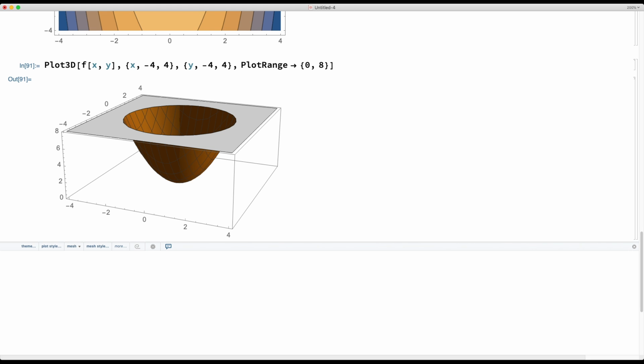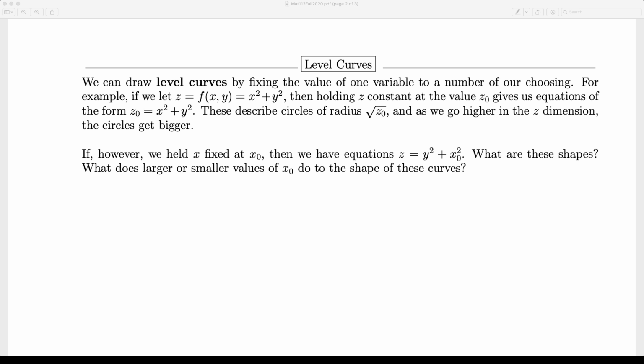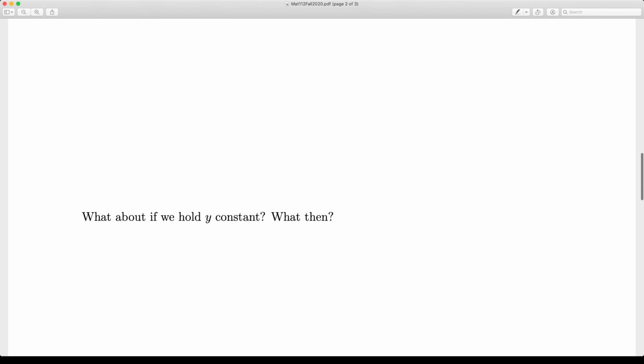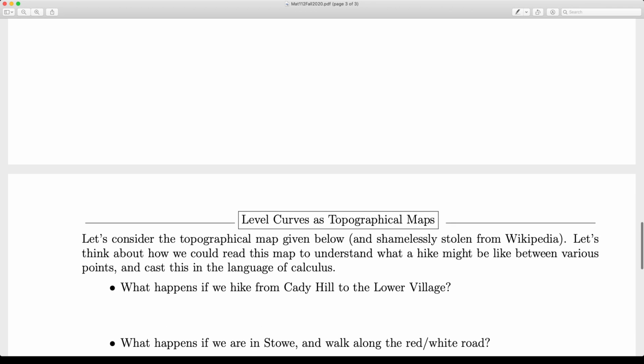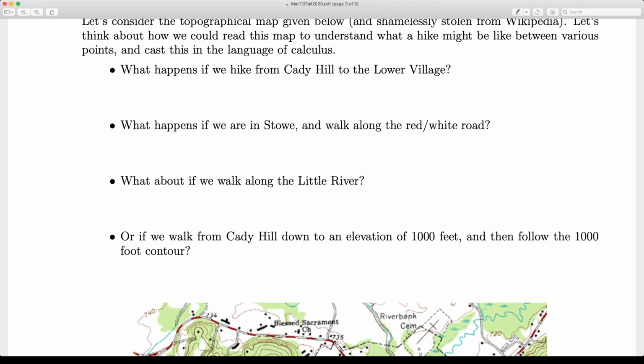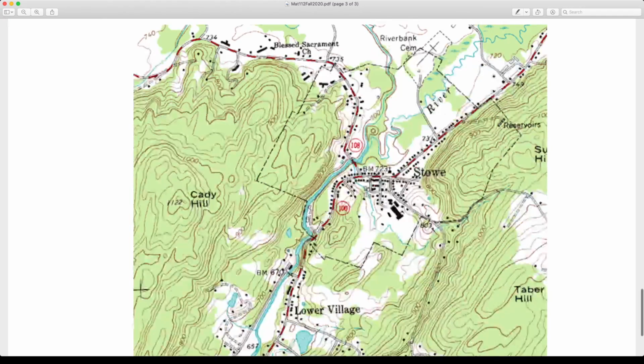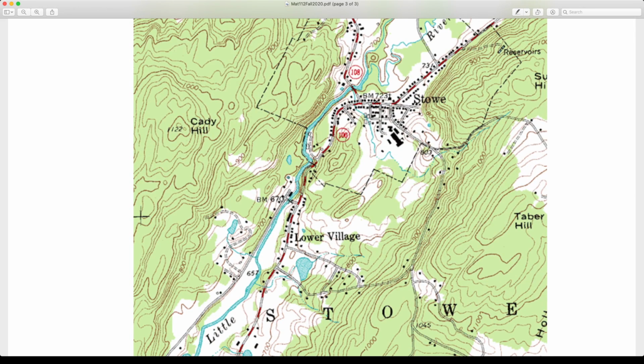Okay. So let's continue with our discussion. Let's go back to the preview. So we talked about the level curves, and then the topographical maps. So let's talk about this a little bit more in terms of where we're going to go with this in calculus.